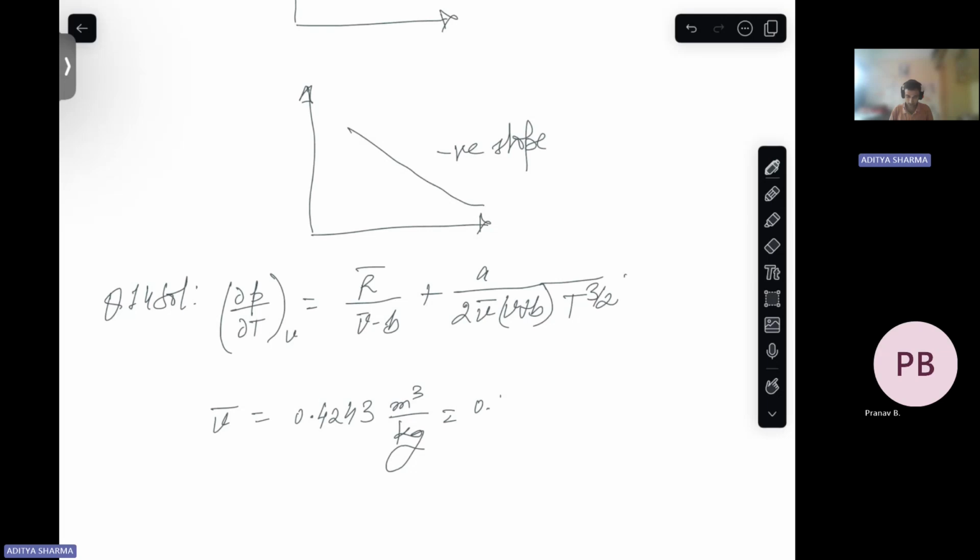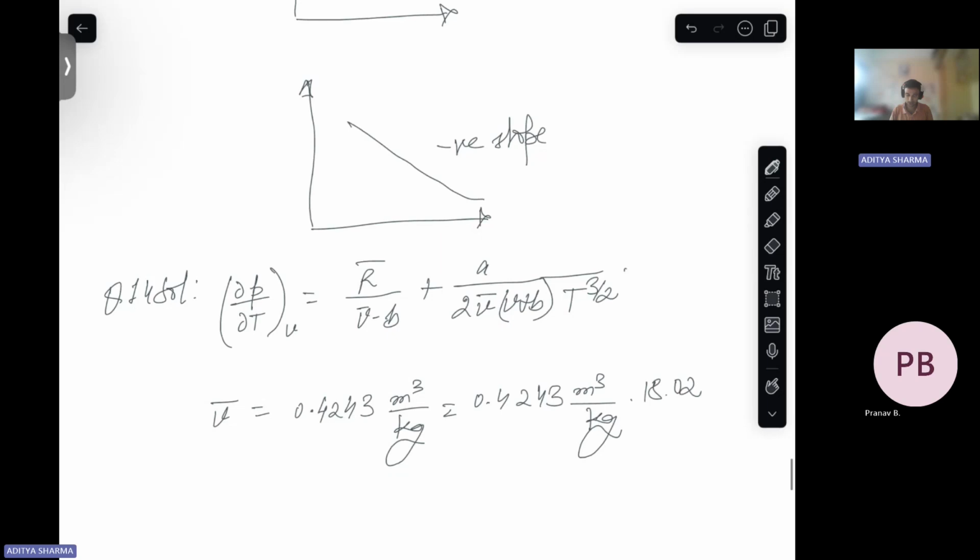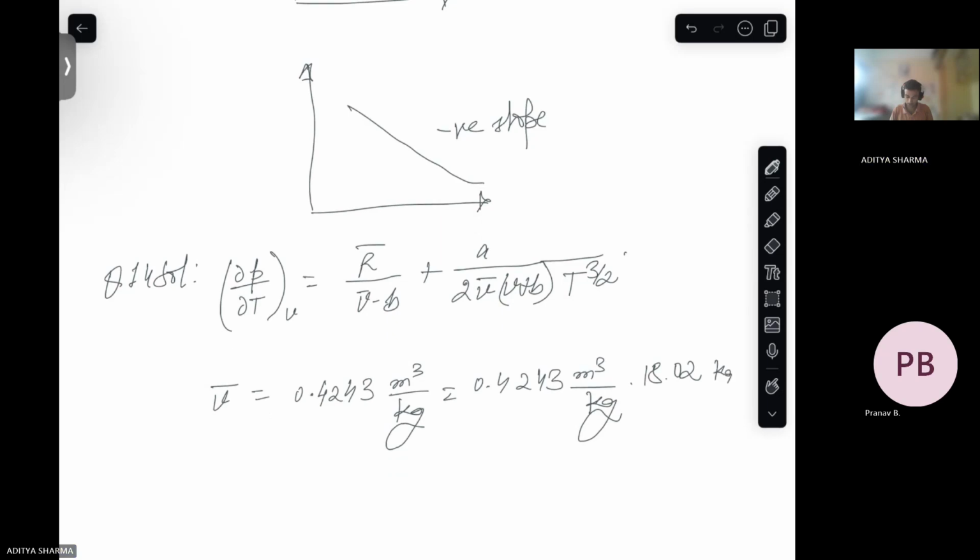As per our other terms that have been provided, right? This is in this, and then because the molecular mass of water is 18, this comes out to be 7.64 meter cube per kilomole, right?